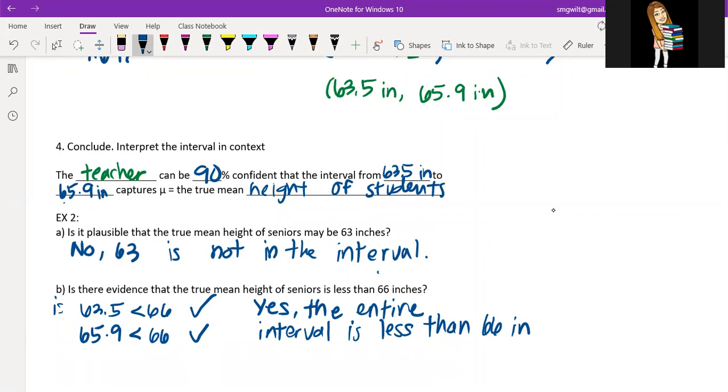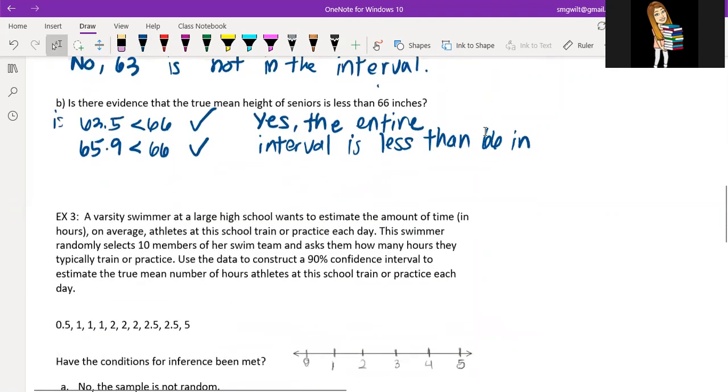If I'm looking at an inequality, I have to have the entire interval to make that inequality correct. So if it was, is the true mean height of seniors more than 64 inches, that would be incorrect because there's values less than 64 within the interval. So that's what you're looking at for an inequality. It's a little more complicated.